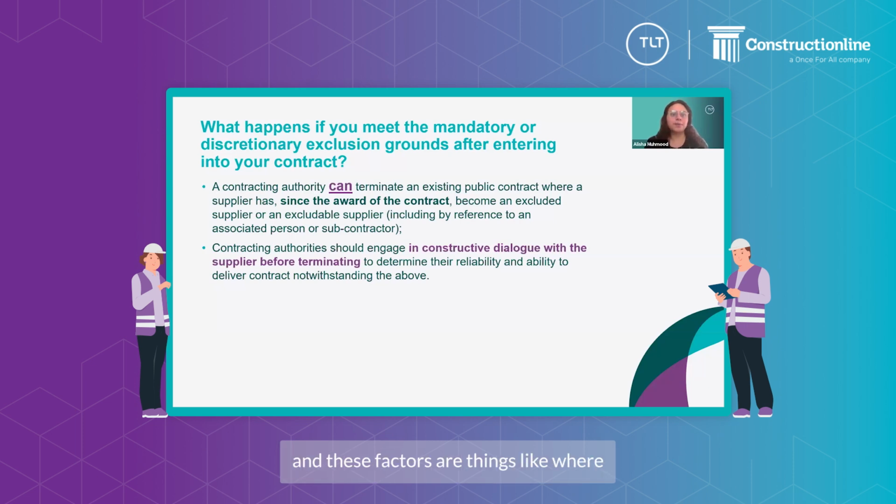And these factors are things like the time elapsed on the contract or the time remaining, the nature and relevance of the misconduct to the specific contract, the impact of termination on public service, and the cost of termination and reprocurement. So these are all things that the authority is going to have to consider when reaching its decision on this. So it's a useful tip, when approaching the authority, to make a compelling argument using some of these factors when you are having this constructive dialogue with the authority and trying to find a solution that suits both parties.